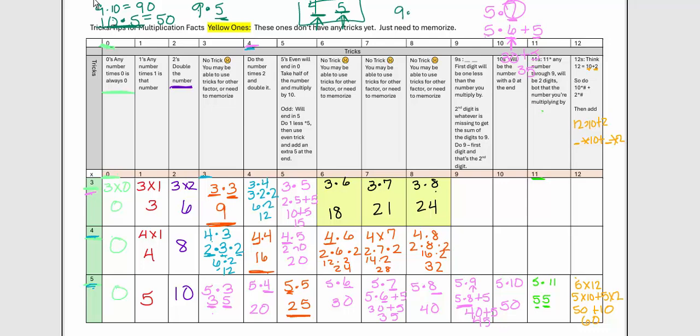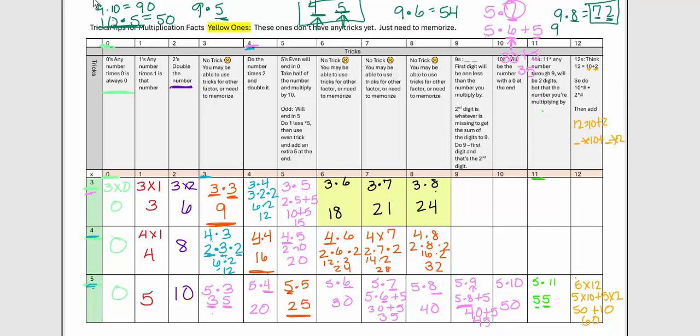Let's do another one. 9 times 6, my first digit is going to be a 5, and then 9 take away 5 is 4. 9 times 8, the first digit is going to be a 7 because it's one less. And then 9 take away 7 is 2. And that's just a trick. It just works because when we add up the two numbers, we get 9.